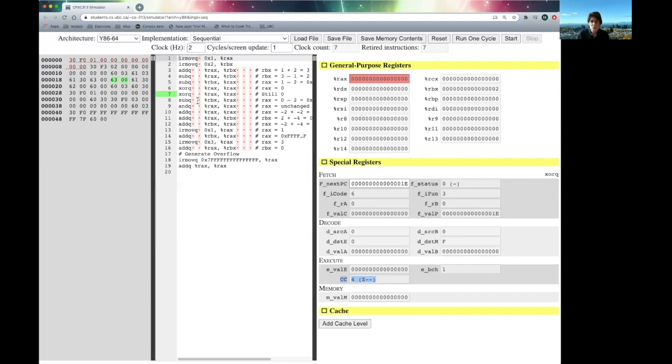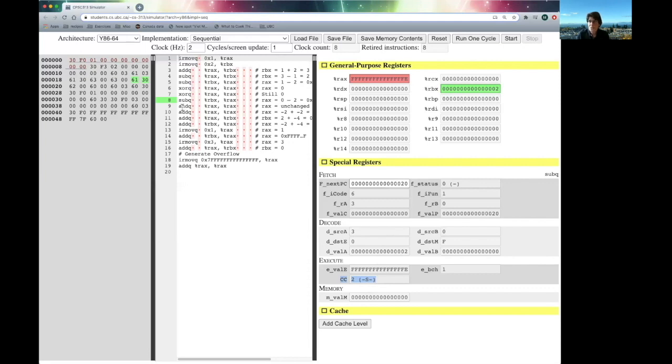Now that I have a 0 in RAX, let's subtract RBX from it. You might recall, and you can see, that RBX is 2. So I would expect that I'm going to get a -2. And sure enough, we get FFFF and so on, ending in E, which corresponds to -2. And because it's -2, the S bit is set.